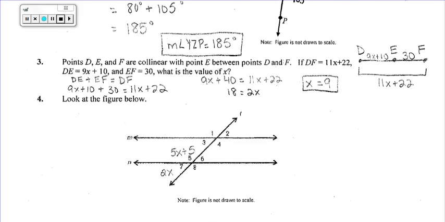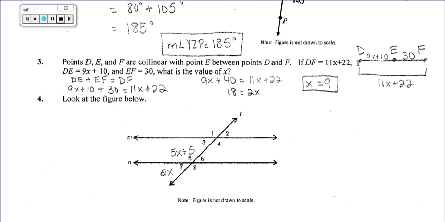For number 3, points D, E, and F are collinear with point E between points D and F. If DF equals 11x plus 22, DE equals 9x plus 10, and EF equals 30, what is the value of x? Probably the hardest thing to do is to come up with the picture here. So if you come up with the picture that we have right here, which is 9x plus 10 being DE, 30 being EF, and remember, E is between points D and F, so that's why this picture is valid.